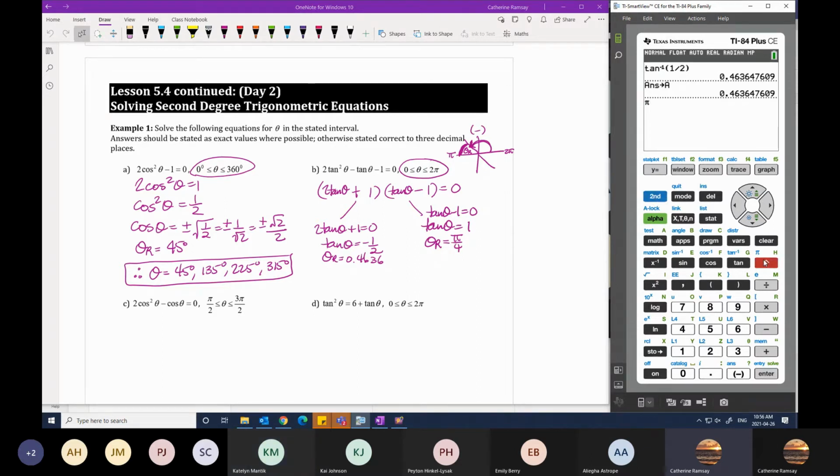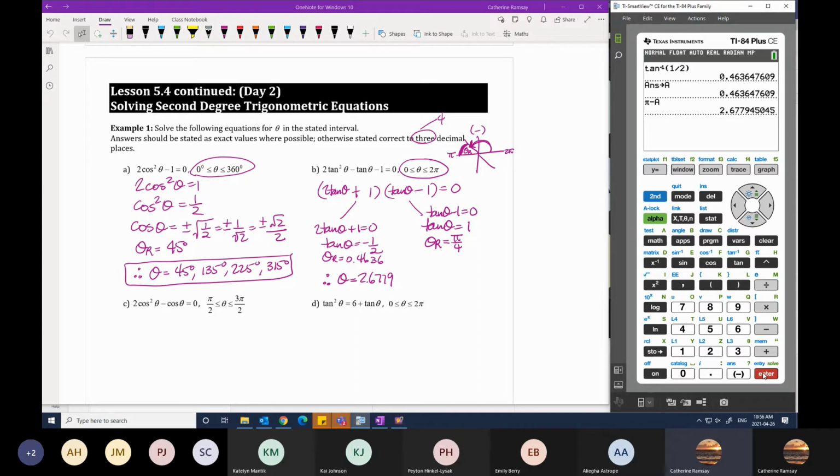And remember, I stored this, so I'm going to subtract. And I stored it in A, so then I'm going to recall A. And I get 2 point, so I'm going to go there for theta is 2.6779.